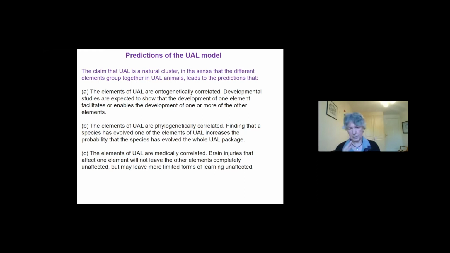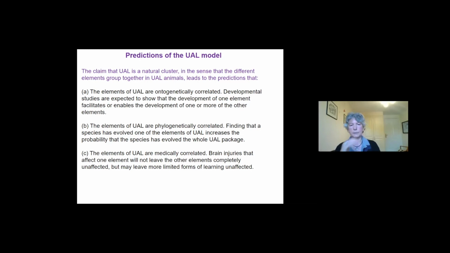We also expect that the elements of unlimited associative learning will be medically correlated. So the brain injuries that affect one element will not leave the other elements completely unaffected, but may leave more limited forms of learning unaffected. Again, we have to qualify this because during development, a lot of modularization happens to functions in the brain. But nevertheless, we are expecting to find this kind of correlation there too.